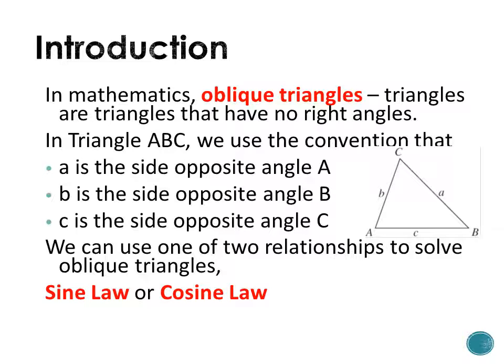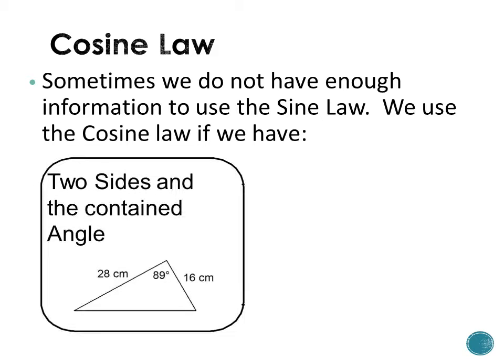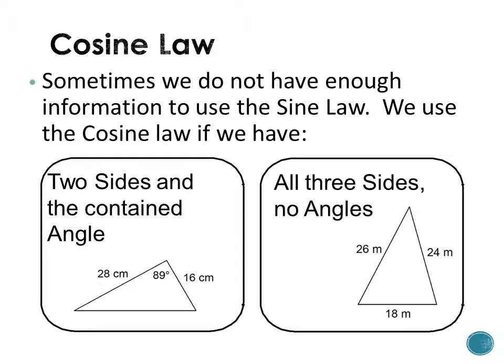We can use the sine law or the cosine law. We looked at the sine law, so now we're going to look at the cosine law, and we're going to look at the cosine law to solve for sides today. So we can use the cosine law in two different cases. If we have two sides and a contained angle, which is the case we're going to look at today, and if we have all three sides and we're trying to solve for an angle, which is the case we're going to look at tomorrow.